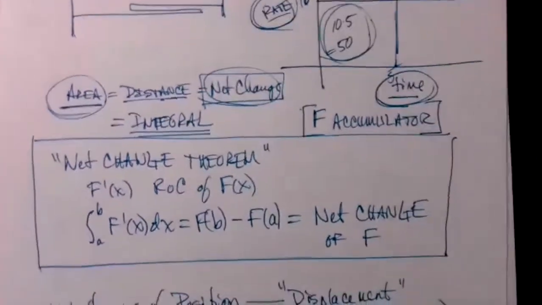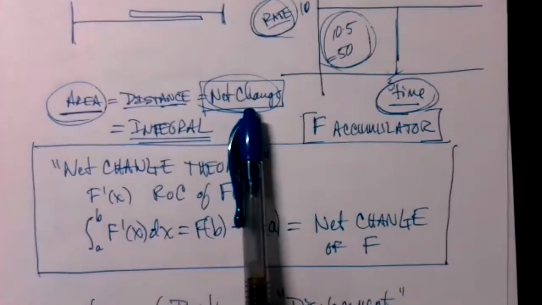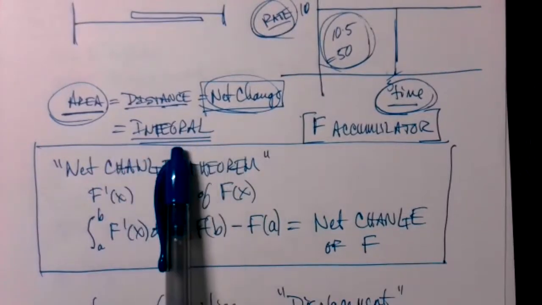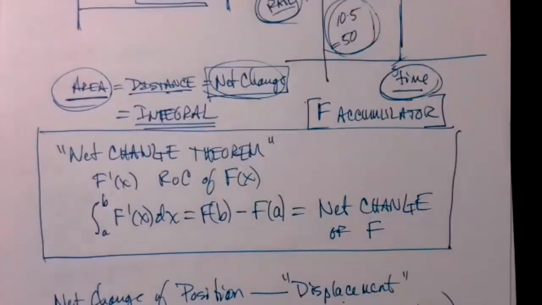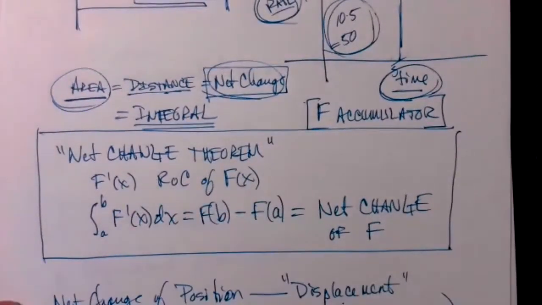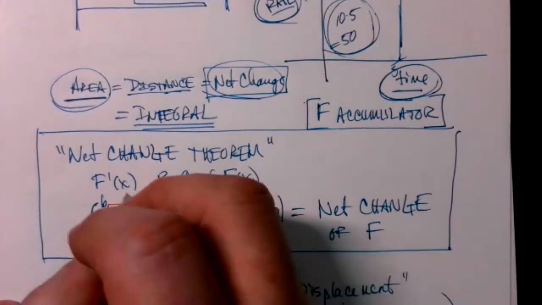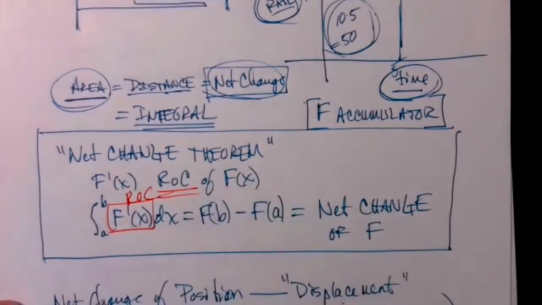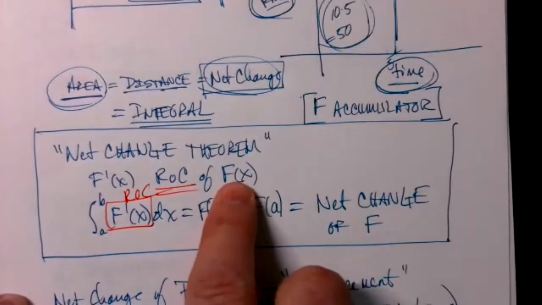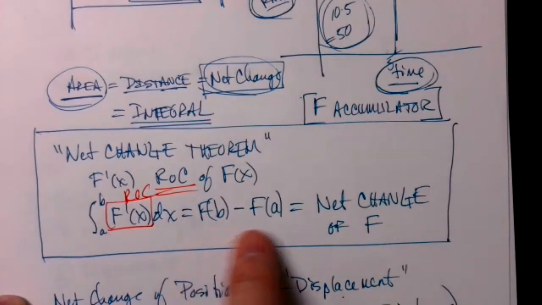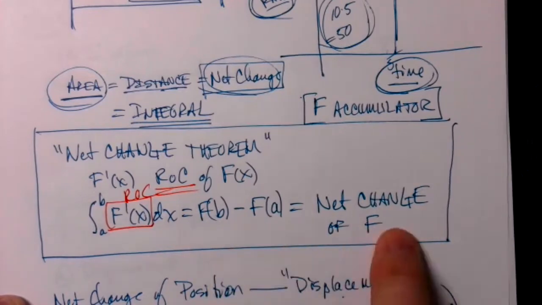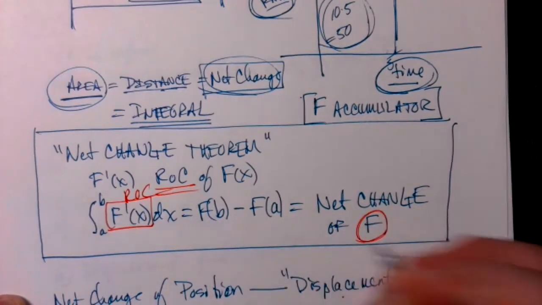So all of this, area, distance, net change, really is the same idea as what we've been doing with the integral. If the integrand, the inside of the integral, is the rate of change of f, then when we do the integral of that and substitute and subtract, that is the net change of f.